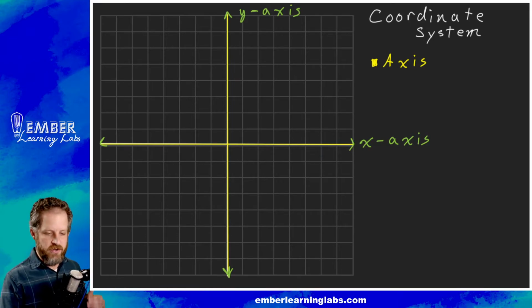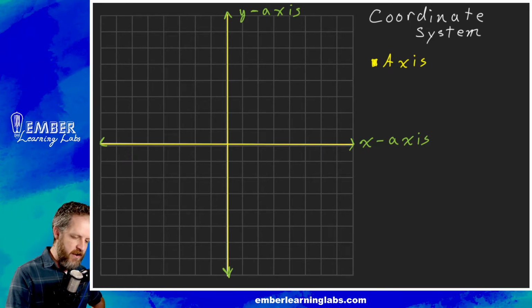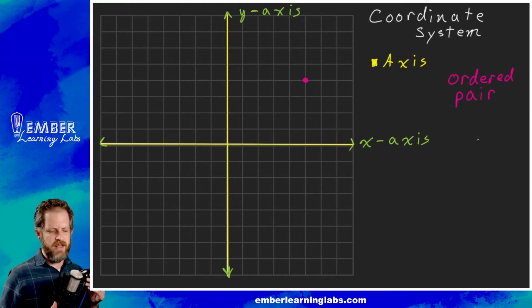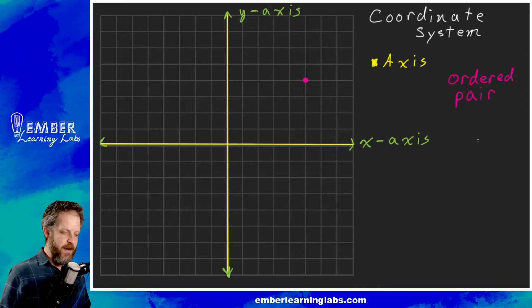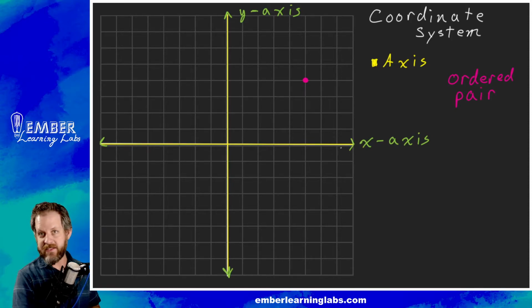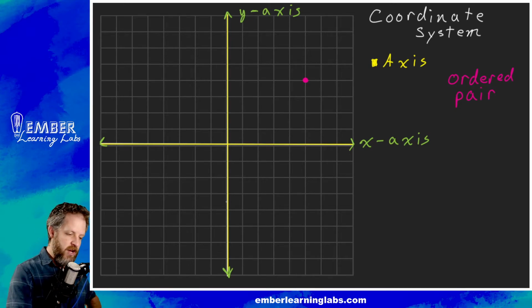Now, if we want to describe a particular dot on the axes, say this dot, we do it with an ordered pair. You may be wondering, we're calling this a relation. In this very limited example, we're talking about a relationship between a number on the x-axis and a number on the y-axis.